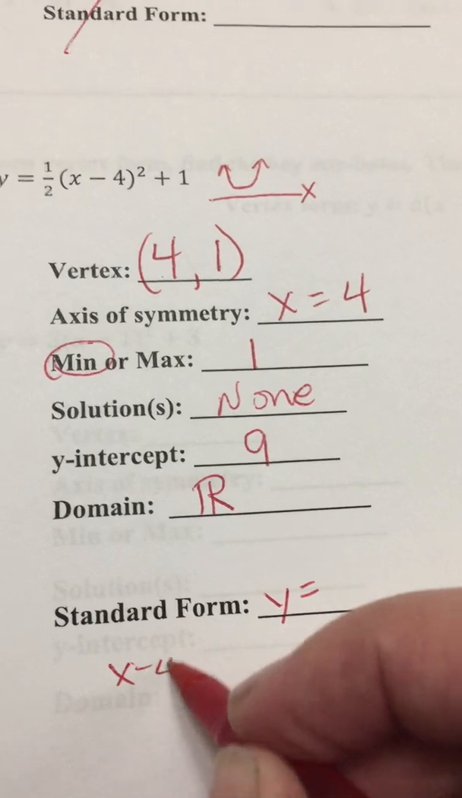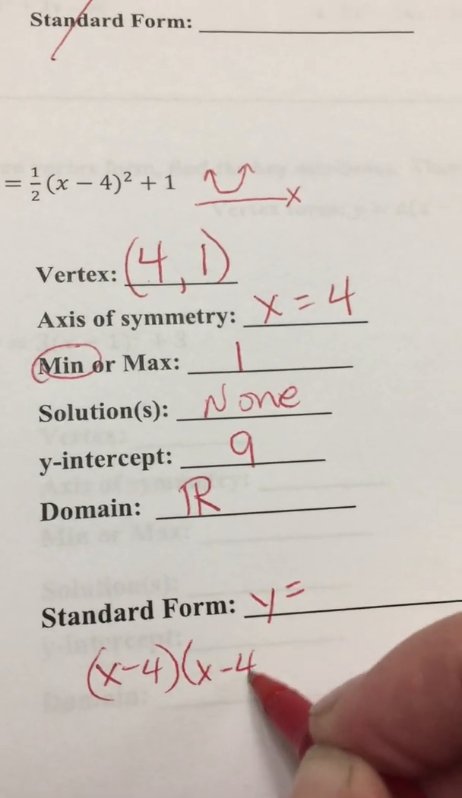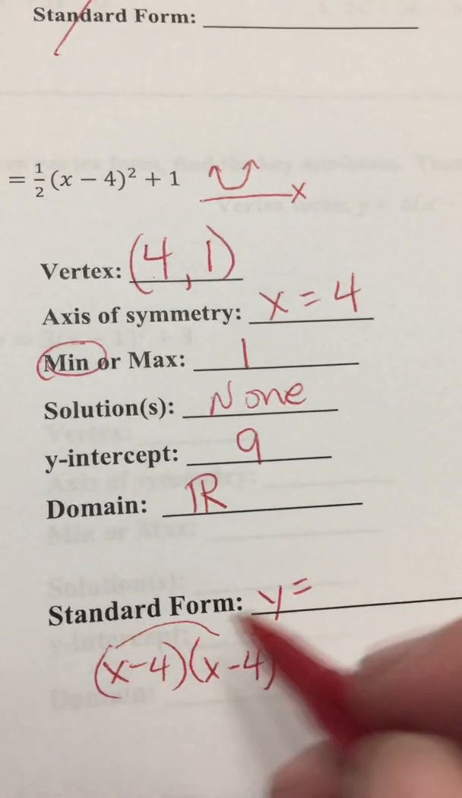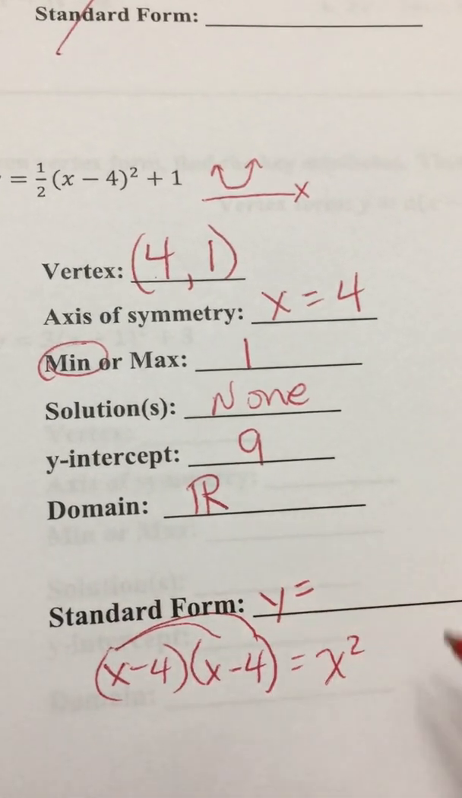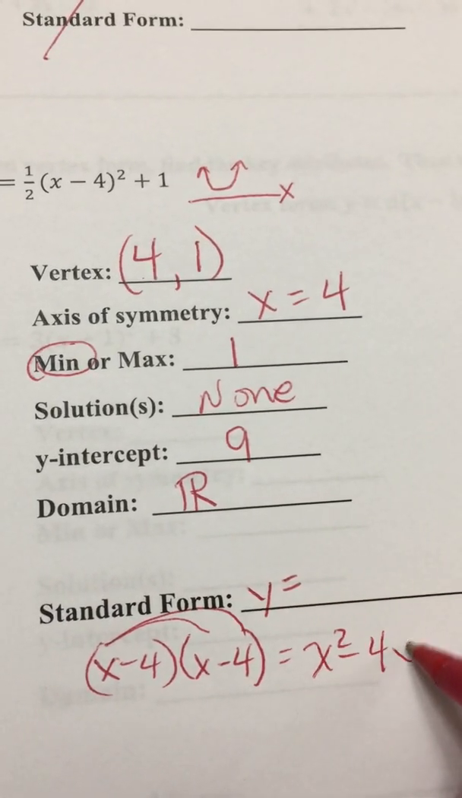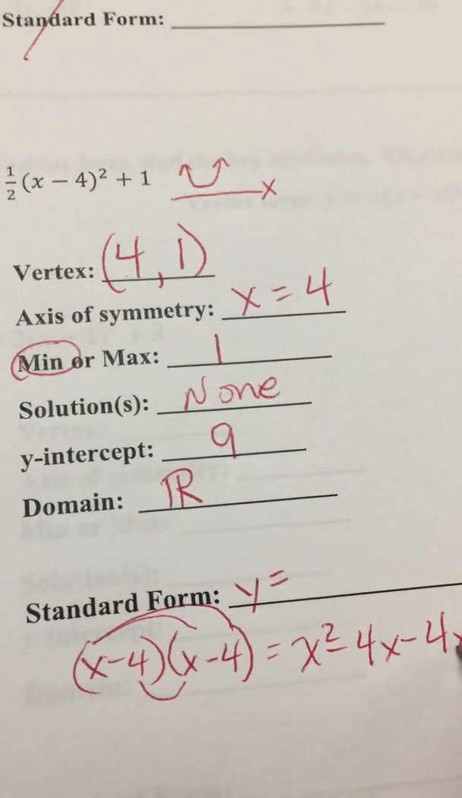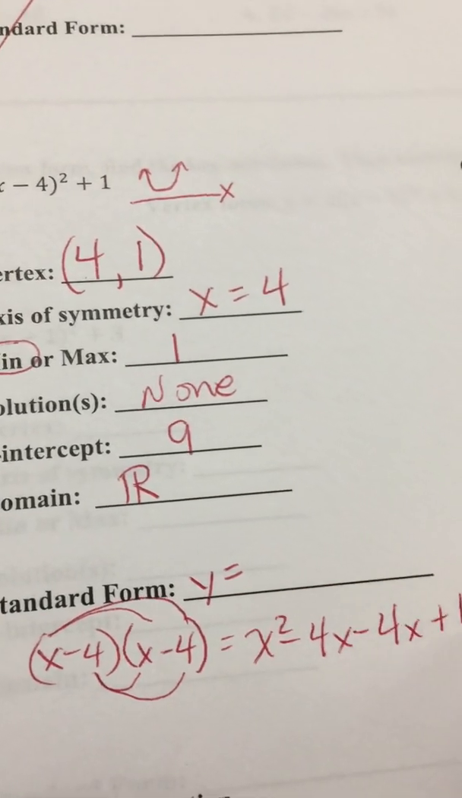x minus 4, in parentheses, times another x minus 4. That's a binomial times a binomial, so we do that double distribution. x times x, x squared. x times negative 4 is a negative 4x. Negative 4 times x, another negative 4x. Negative 4 times negative 4, positive 16.